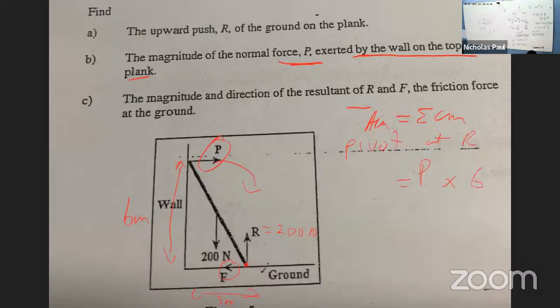P by 6, right? And the 200 will turn clockwise or anti-clockwise? So it'll be 200 by how far is 200 from the point here? Right, very good, 1.5. Because it's halfway. The center of gravity will act for a uniform plank.